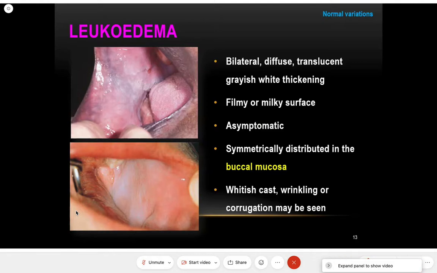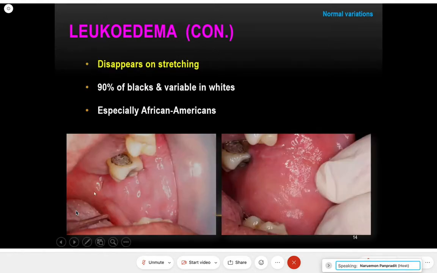When you want to prove that it's leukoedema, you try to do stretching. The lower one, in normal position, looks white, but when you stretch the buccal mucosa, it disappears and becomes pale pink. If it becomes like this, be sure that it's leukoedema. Most cases appear in blacks and are variable in whites, especially in African Americans.